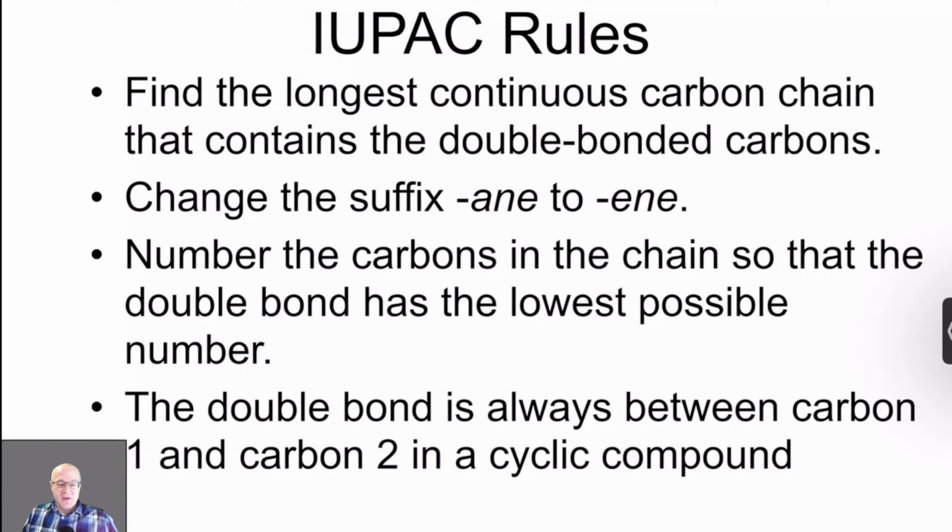You change the suffix of the root name from an ane to an ene. So for example, if you have say a butane, and then now you have a butane with a double bond, it's not called butane anymore, it's called butene.